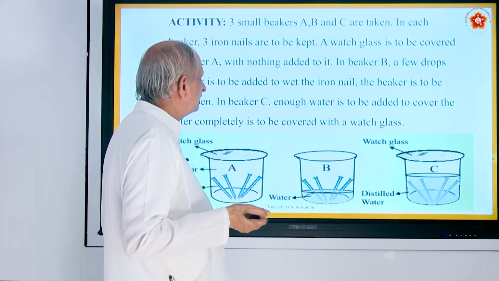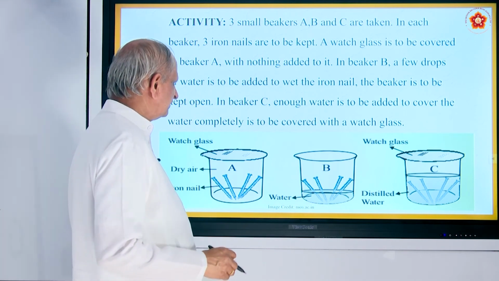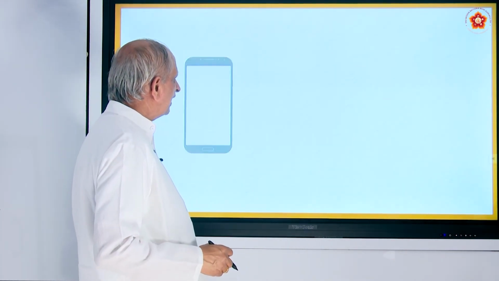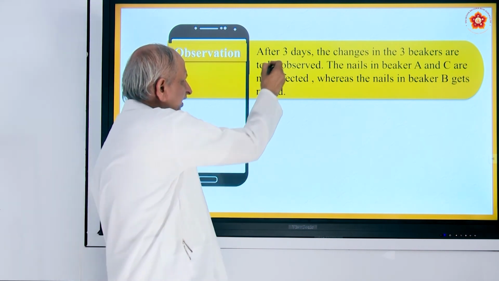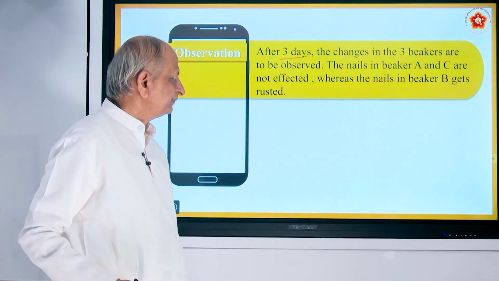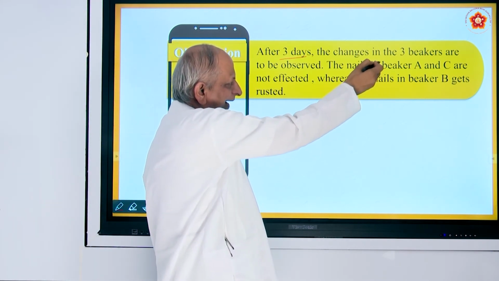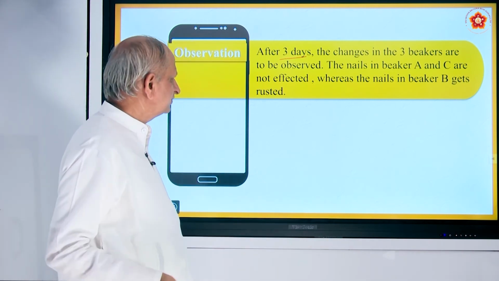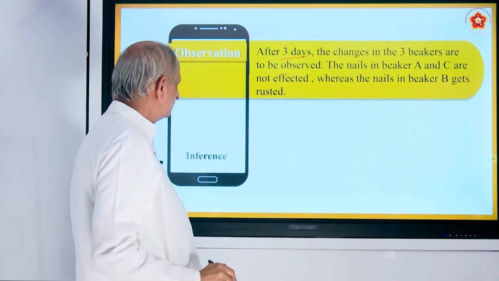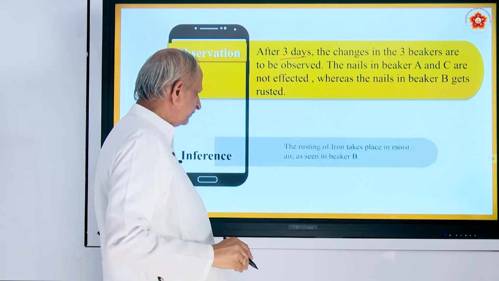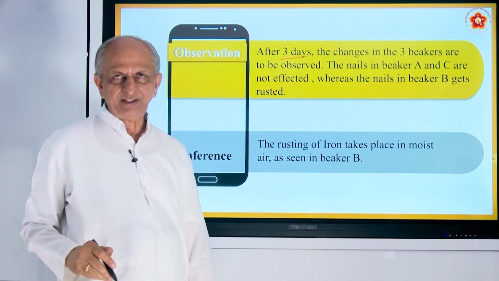So that is what they do at home also. This is a very simple experiment, but very interesting also. But this should be kept for a few days. So what does the experiment show? Observation: after 3 days, you have to keep the experiment for 3 days, the changes in the 3 beakers are to be observed. The nails in beakers A and C, the first and the last, are not affected. Nails in beaker B get rusted. So what do you infer or conclude? Conclusion is, rusting of iron takes place in moist air as seen in beaker B.